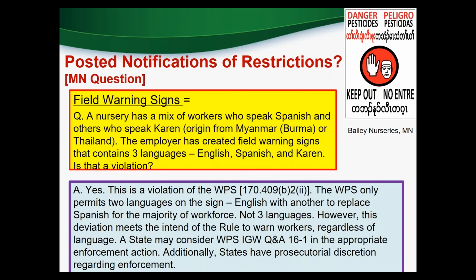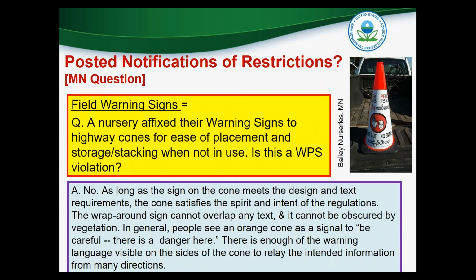Richard just went over the WPS IGW Q&A 16.1 in terms of appropriate enforcement action and considerations by the state. And additionally, states have the prosecutorial discretion regarding enforcement. Next question. Field warning signs.